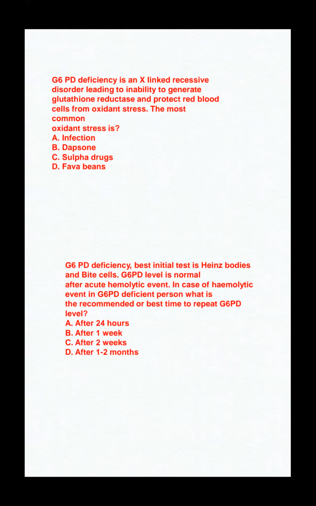With glucose-6-phosphate dehydrogenase deficiency, the best initial test is Heinz body and white cell count. G6PD level is normal after an acute hemolytic event. In case of a hemolytic event in a G6PD deficient person, what is the recommended best time to repeat the G6PD level? A, after 24 hours; B, after 1 week; C, after 2 weeks; D, after 1 to 2 months.